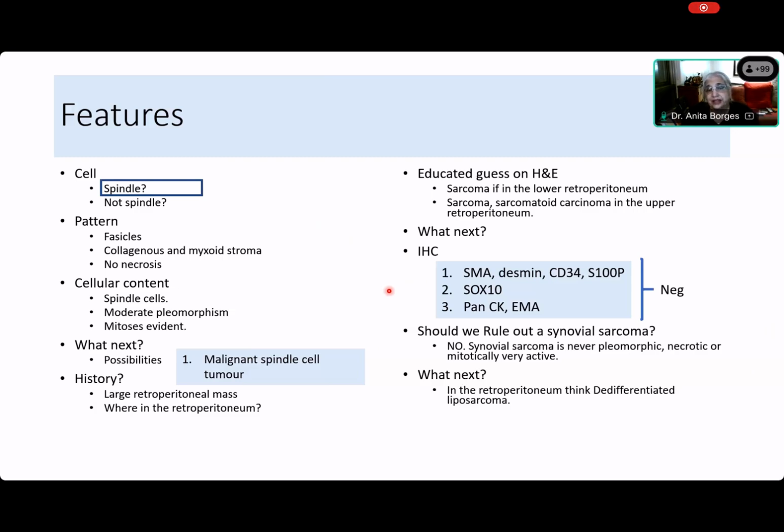So what do we do? In the retroperitoneum, there's one thing that we should always consider. You can do any number of immunohistochemistries and they may turn out to be negative. You must think of a dedifferentiated liposarcoma. All right. So what should we be looking for?